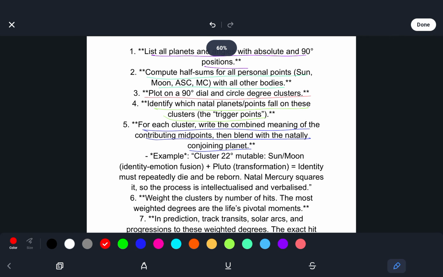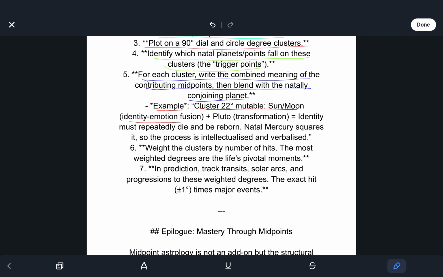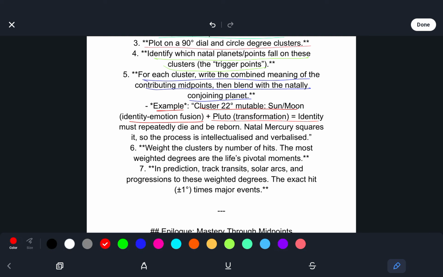So for example, cluster 22 degrees mutable: Sun-Moon, identity, emotion, fusion, and Pluto, transformation, equals identity must repeatedly die and be reborn. Natal Mercury squares it, so the process is intellectualized and verbalized. Weight the clusters by number of hits. The most weighted degrees are life's pivotal moments. In prediction, track transits, solar arcs, and progressions to these weighted degrees. The exact hit, adding or subtracting 1 degree, times major events.